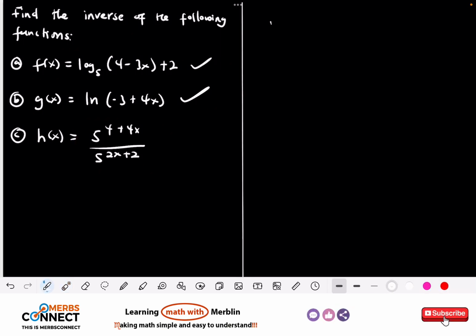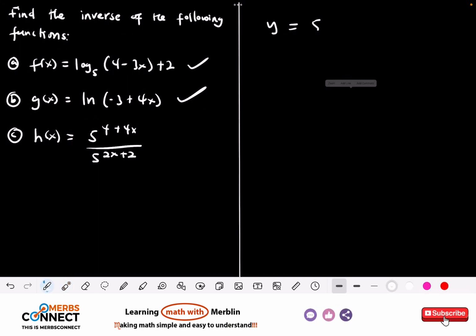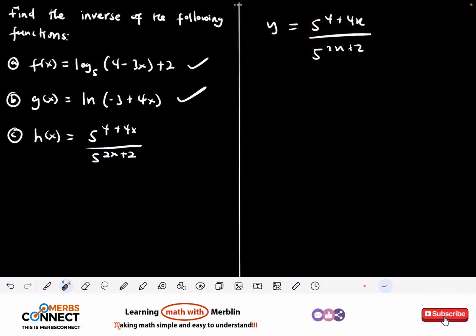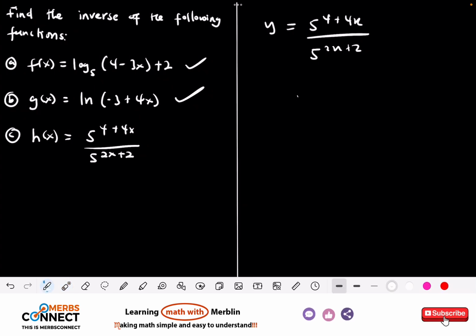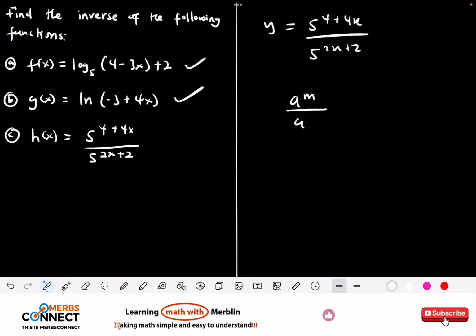So let y be equal to (5 to the power 4 plus 4x) divided by (5 to the power 2x plus 2). Yes, I heard somebody saying, yes, we've done a similar example before, where the bases are the same. So we need to apply the law of indices, which says that if I have a to the power m divided by a to the power n, since the bases are the same, this is m minus n. That was the first thing you need to look at.